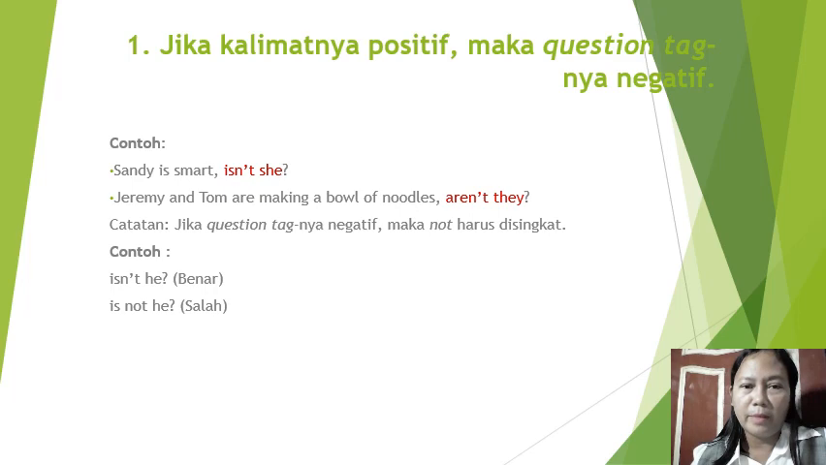Jeremy and Tom are making a bowl of noodles, aren't they? So, aren't they comes from are, because this is positive, so here negative. They is the subject, so it changes into they.